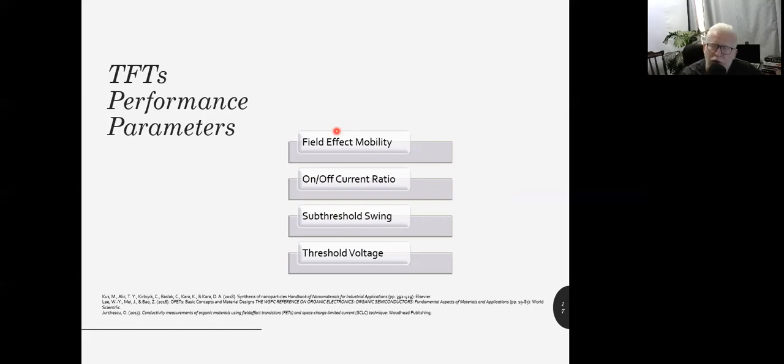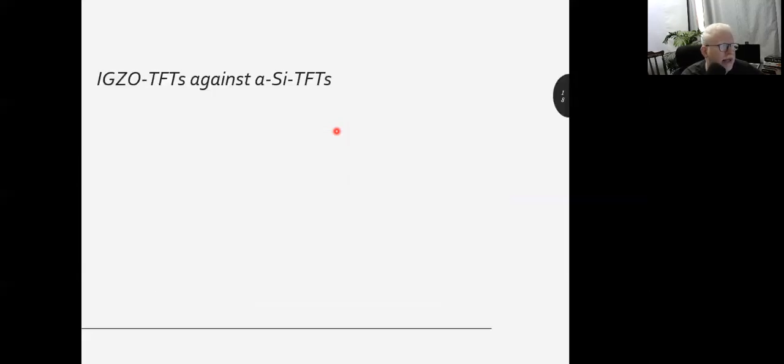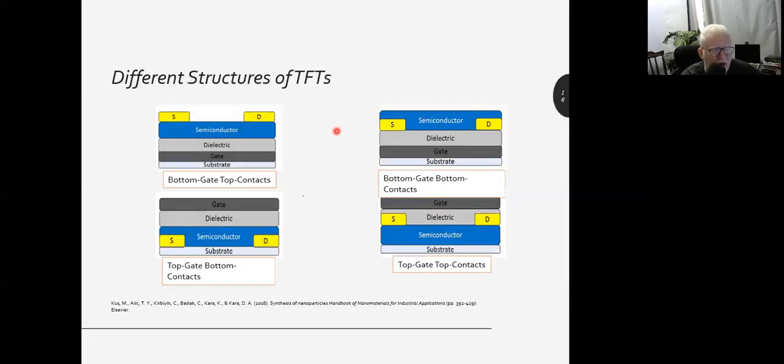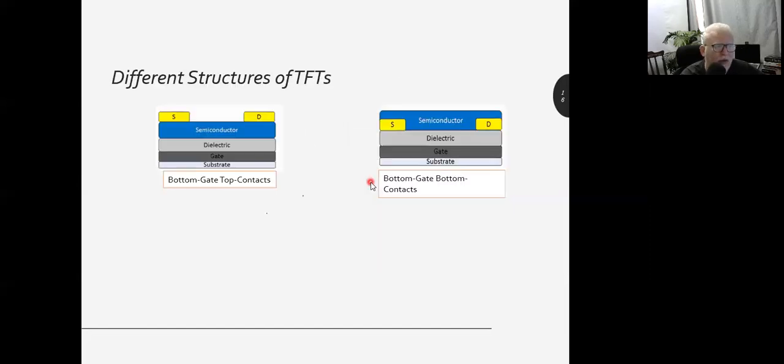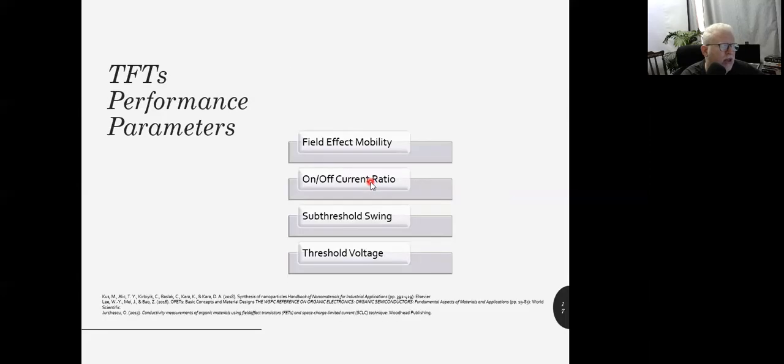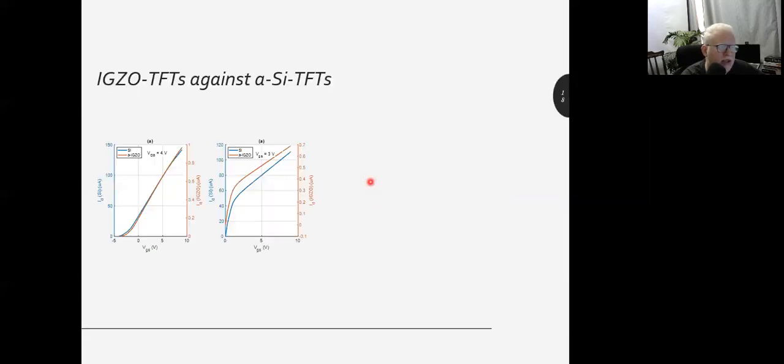So these are the four parameters used to evaluate the performance of this MOSFET. But now, let's go to the next. What about the materials? As I mentioned earlier, we have two models: the inorganic semiconductor and the organic semiconductor. For the inorganic semiconductor, the most famous material used is IGZO, which is indium gallium zinc oxide.